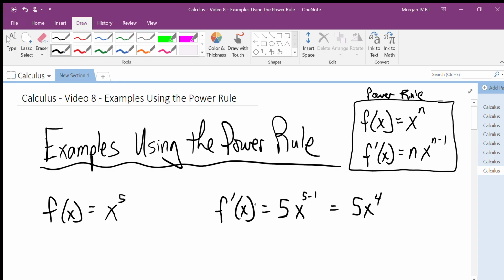This is the derivative function. 5x to the fourth is a function that gives the slope of any tangent line at any point x on the curve x to the fifth. Right, so x to the fifth is a curve. You pick any point on x to the fifth. You plug the x value of that point into 5x to the fourth, and you get the slope of the tangent line at that point. I think that's pretty cool.